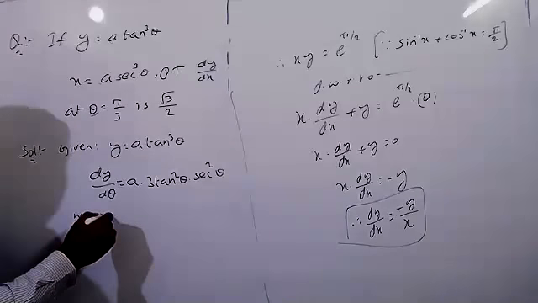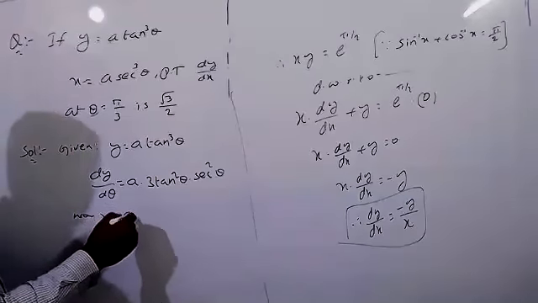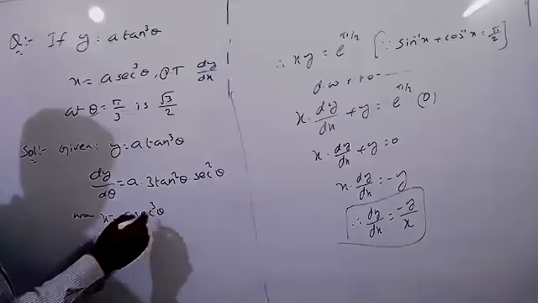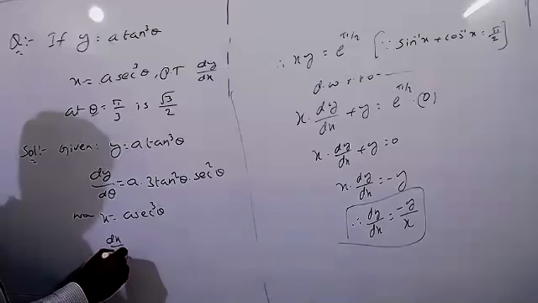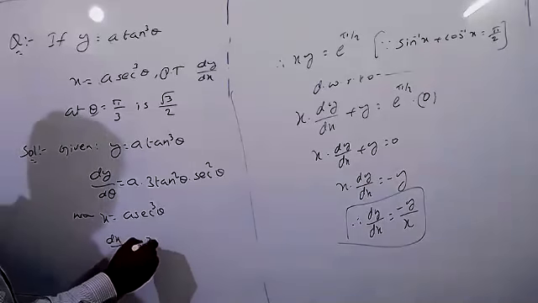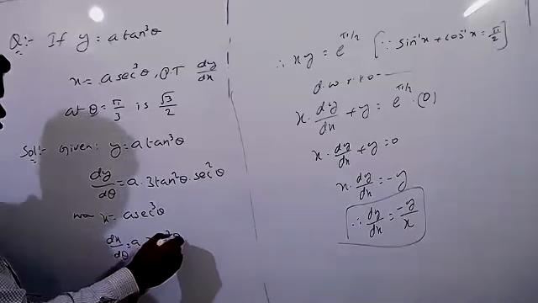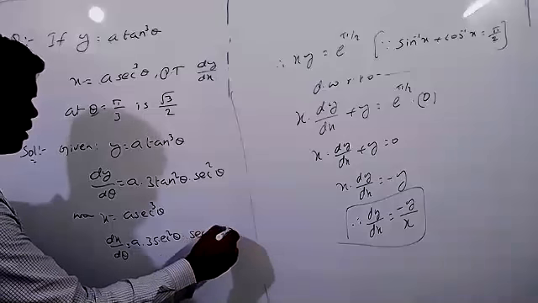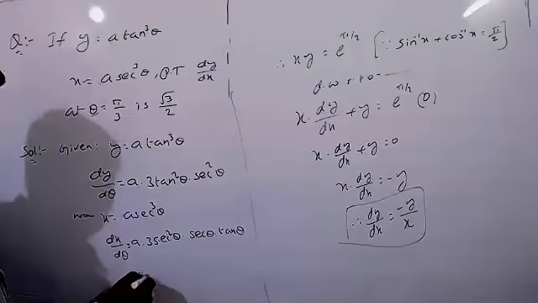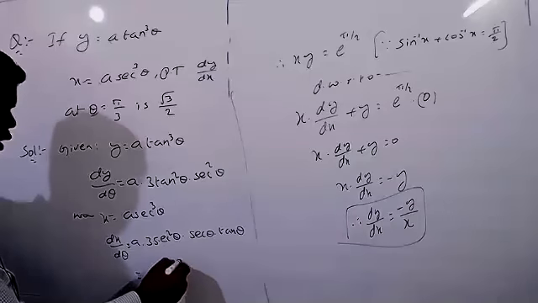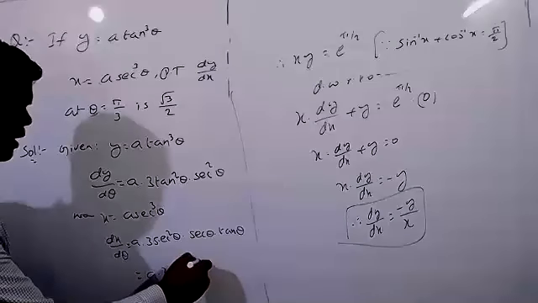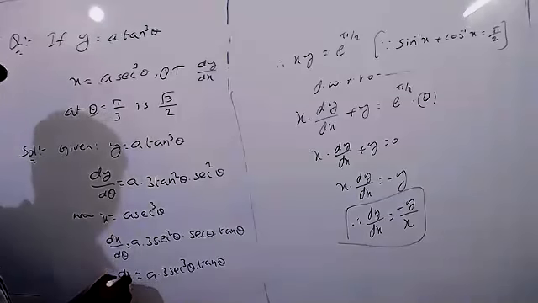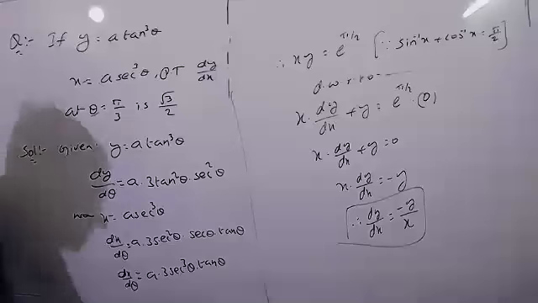Now x equal to a secant cube theta. So dx by d theta equal to a, the constant value, into 3 secant square theta into differentiation of secant theta, which is secant theta into tan theta. So a into 3 secant cube theta into tan theta is the value of dx by d theta.